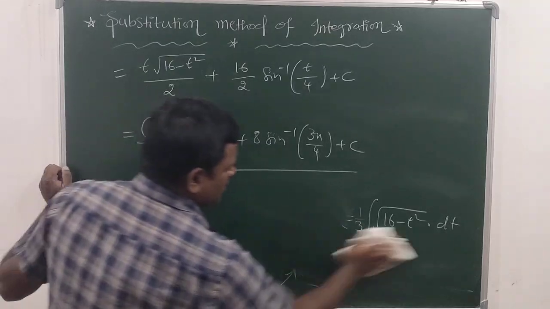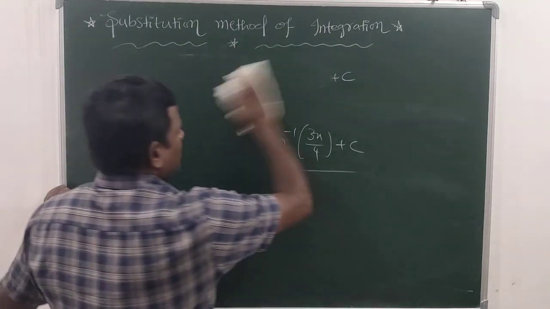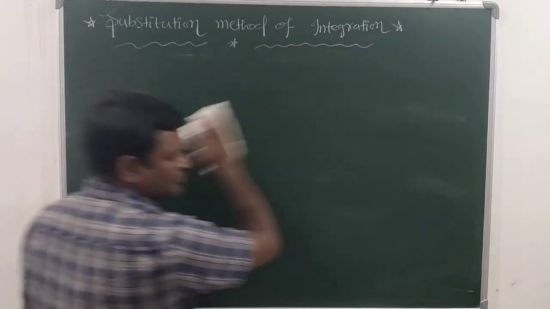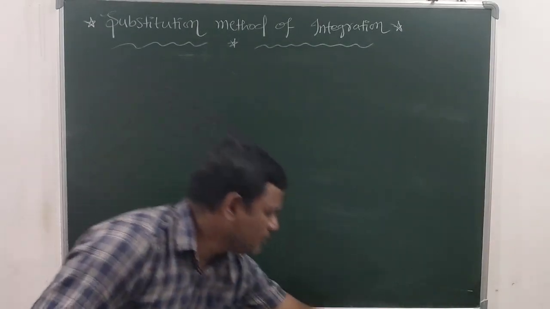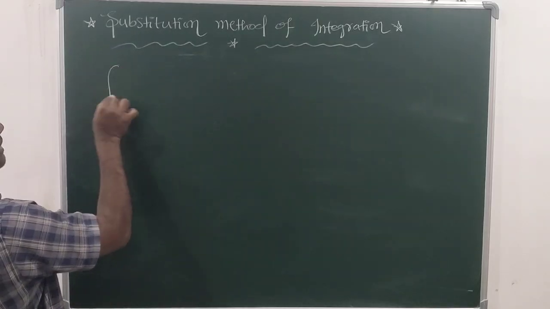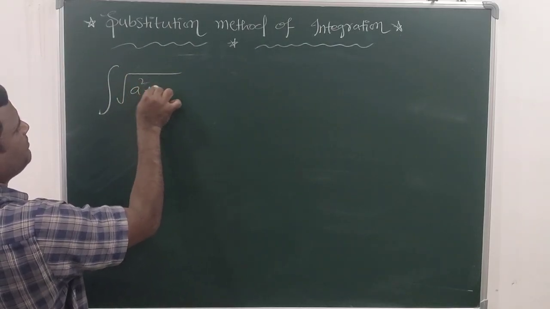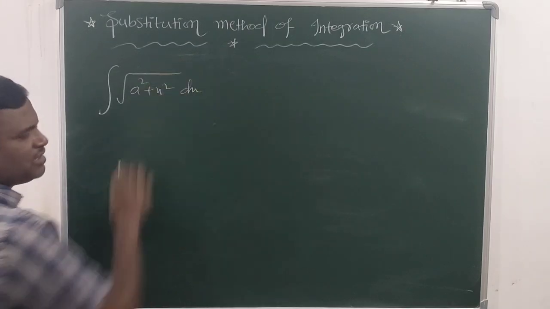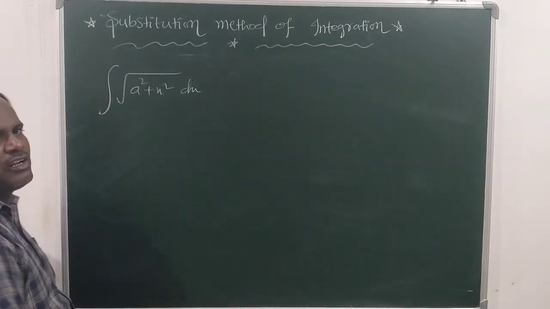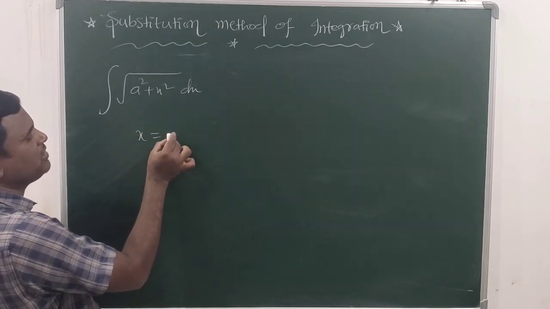Okay, students, right. Next, one more. See this, integral of square root of a square plus x square. This proof is also the same as the previous one, but here we have to take x equal to a hyperbolic trigonometric function.